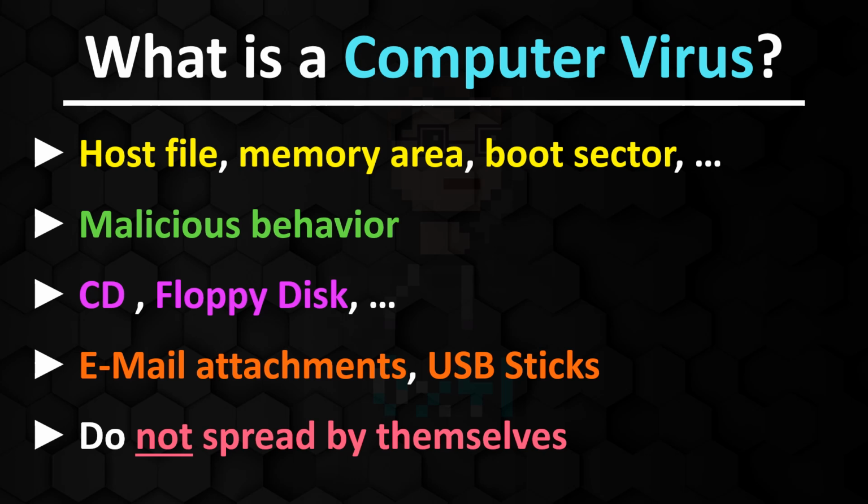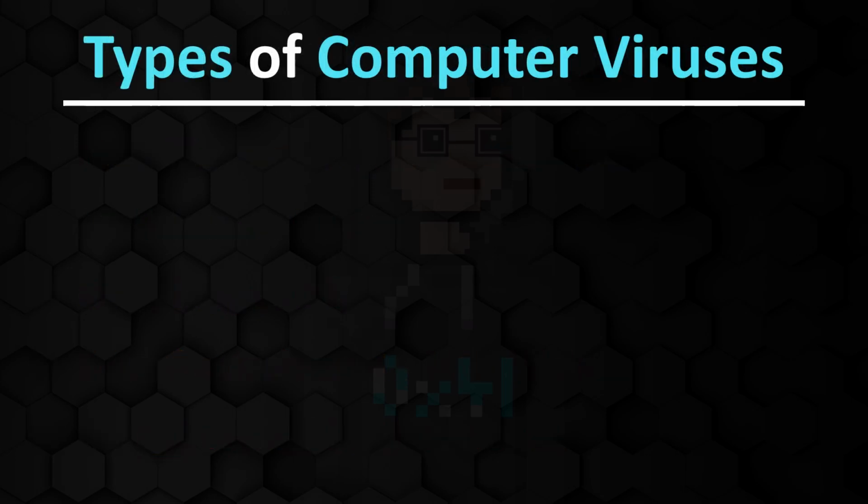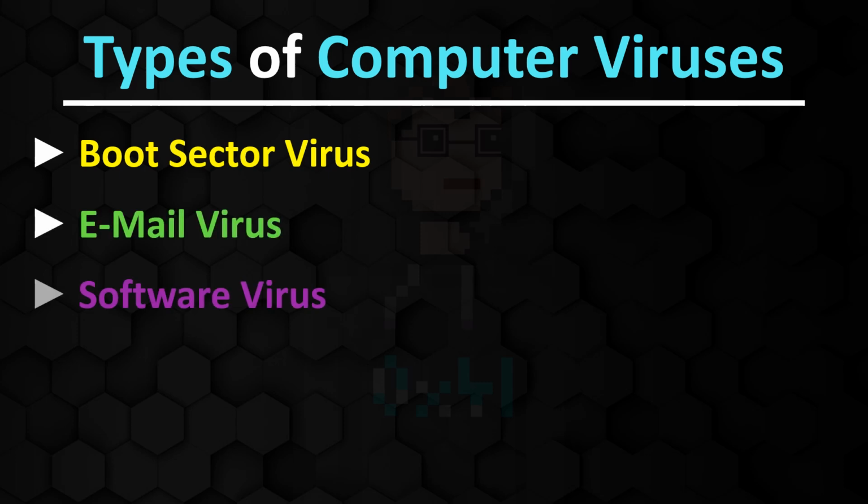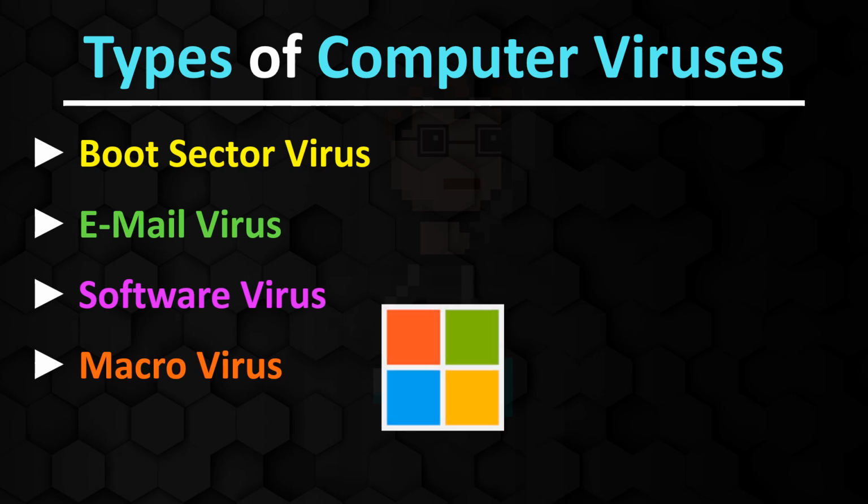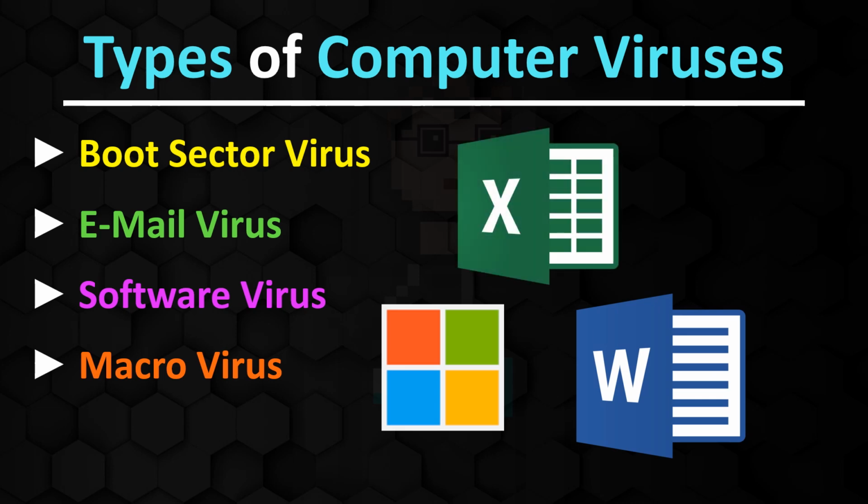A distinction can be made between different types of computer viruses, which already provide information about the infection pathways. Boot sector viruses, email viruses, software viruses, and macroviruses. Macroviruses are particularly popular with Microsoft Word and Microsoft Excel and have often caused enormous damage in the past. For this reason, Microsoft warns against executing a file that originates from an external source when it is opened.